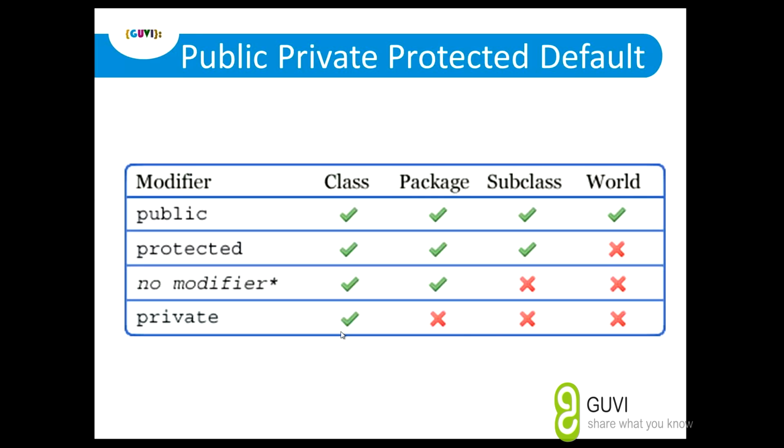So therefore, for more secure access, in most scenarios, try to use private access specifiers for your data. If you still need to give access for the outside world, use getters and setters methods to give a secure access from outside. So that way you can protect your data. So that is access specifiers.